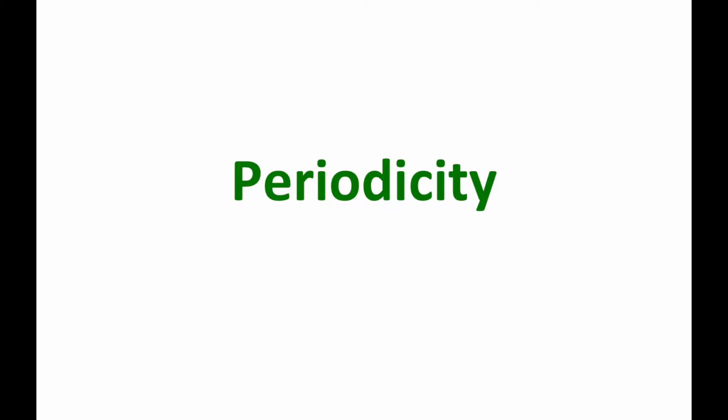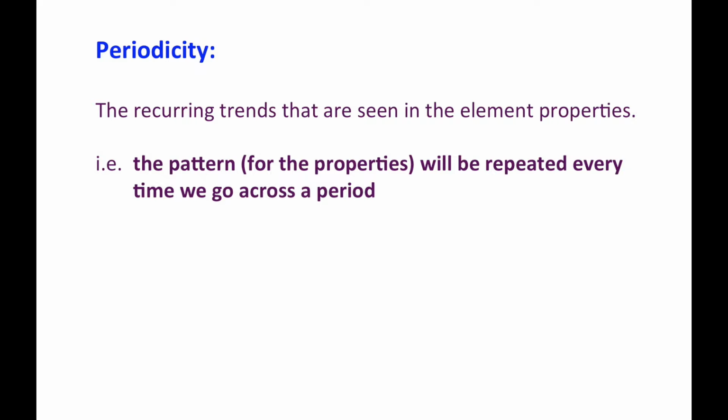The following section is about periodicity. It is about the physical or chemical properties of elements across the periodic table. First of all, what is meant by periodicity? It means the pattern will repeat every time we go across the period.